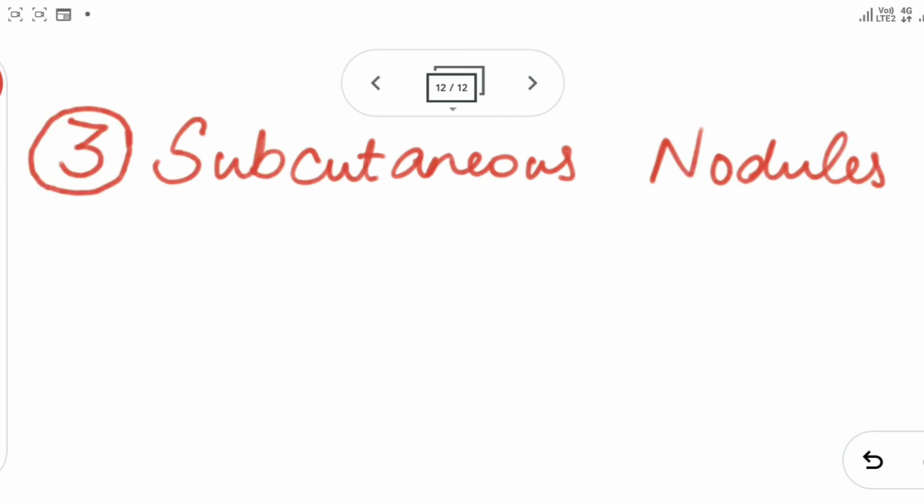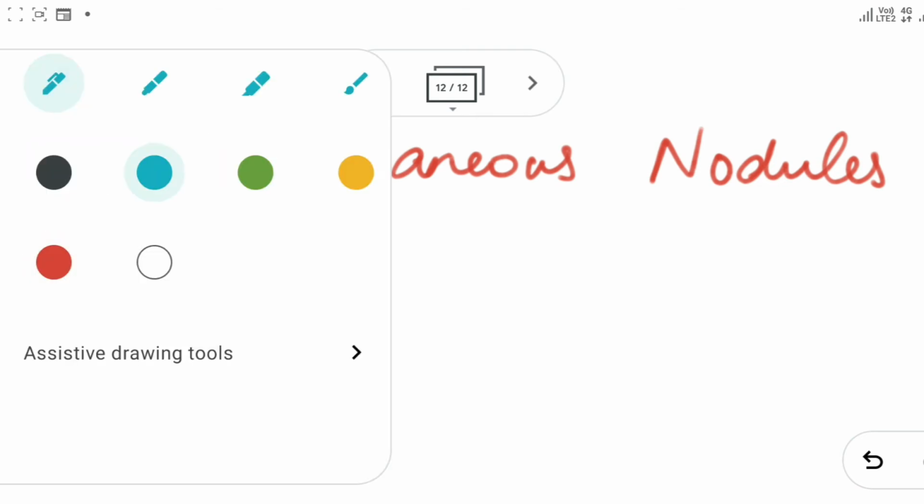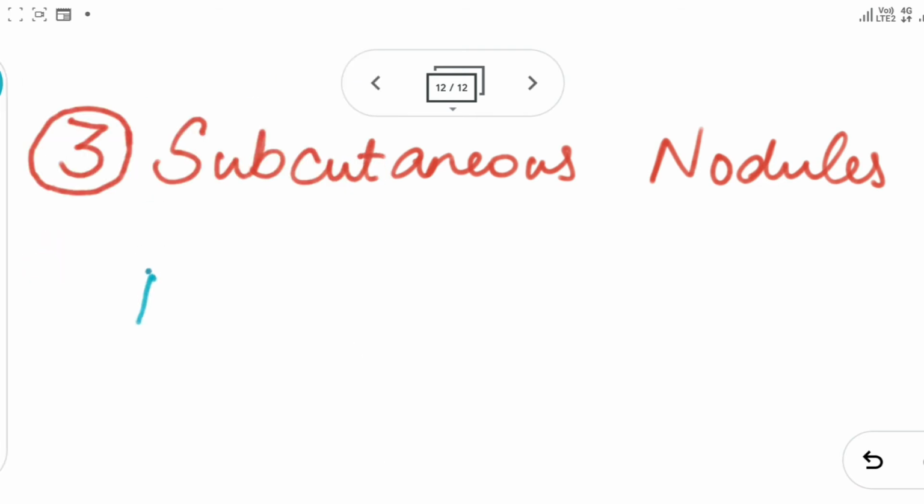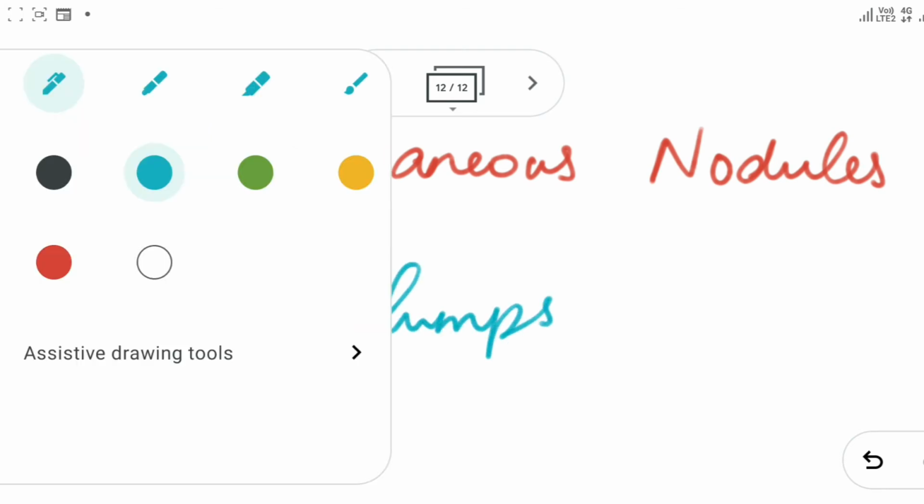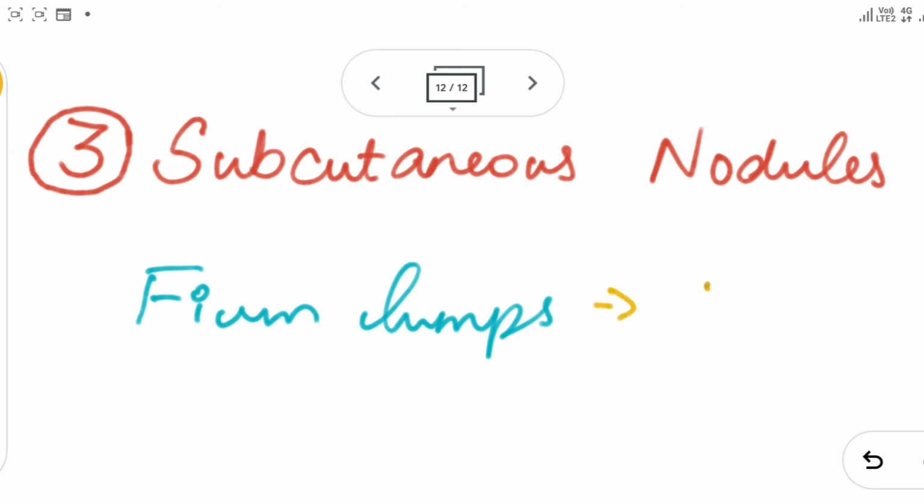The next feature is subcutaneous nodules. These are painless, firm lumps under the skin which are made up of collagen. They are normally found in the back of the wrist, outside the elbow, and in front of the knee.